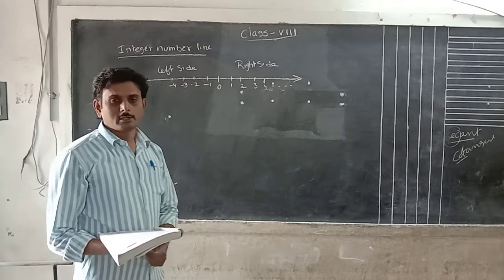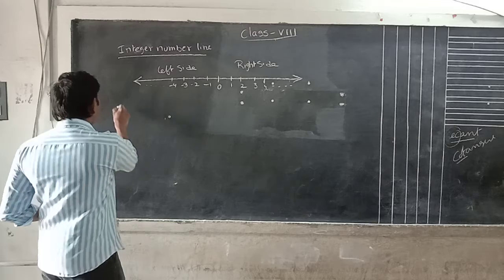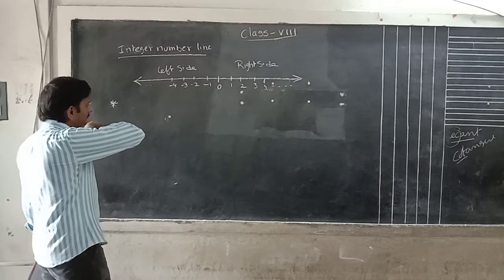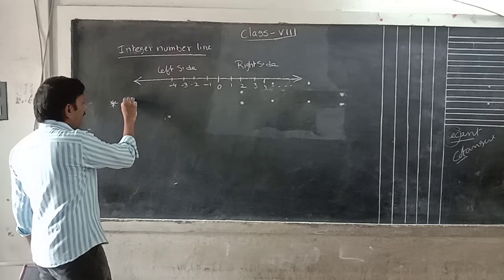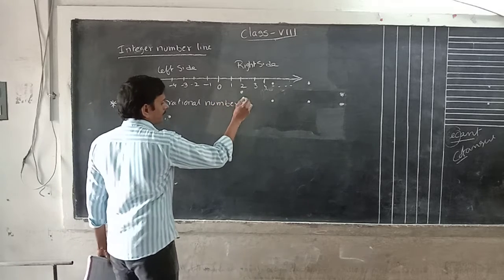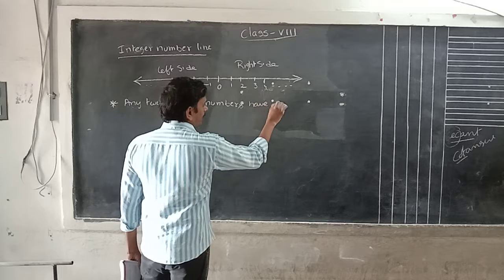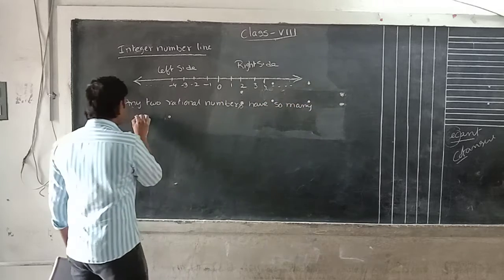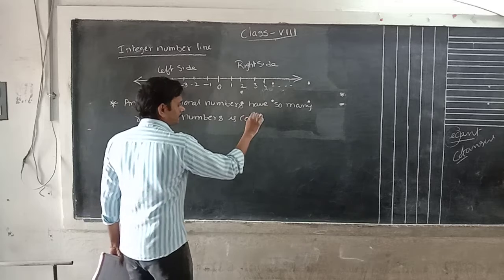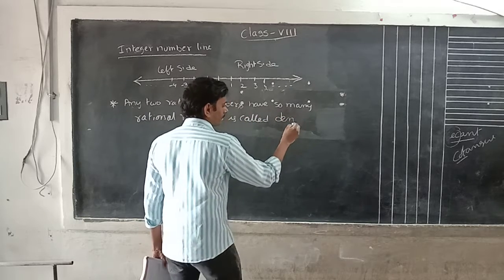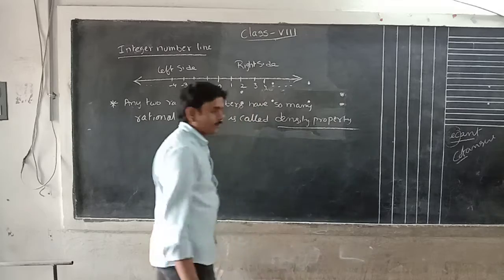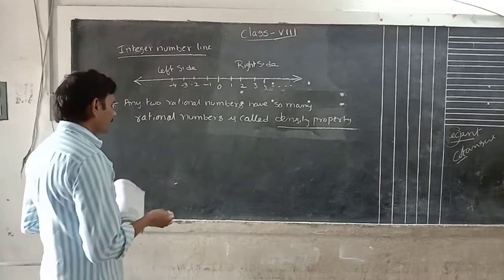If you take any two rational numbers, we have to remember that between any two rational numbers there are so many rational numbers. This is called the density property.